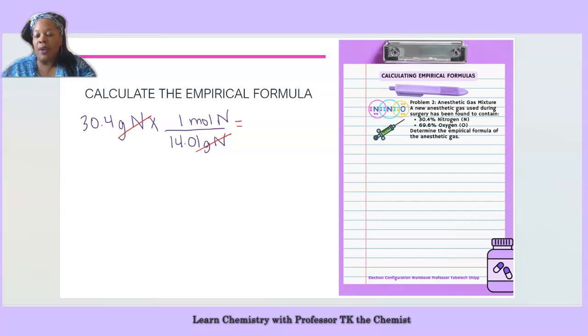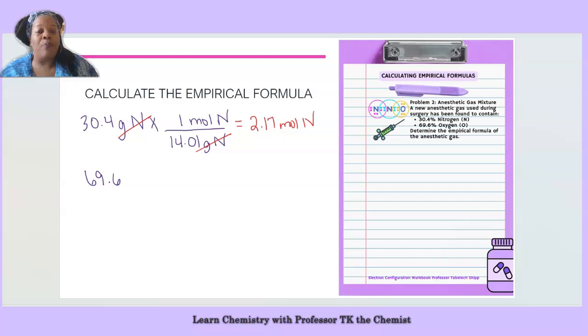So I'm going to go ahead and do that now. I get 2.17 on my calculator, moles of nitrogen. Now the next one I'm going to do is for oxygen. I have 69.6%.